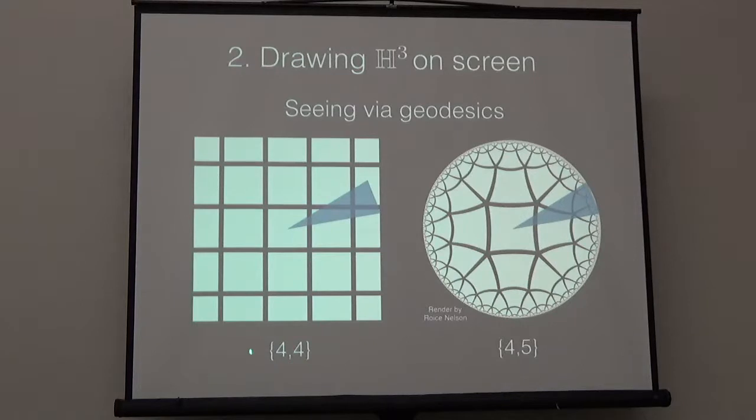This one here is the 4-4 tiling. What that means is the first number tells you I'm going to make a thing out of squares, and the second number tells you how many of those squares go around each vertex. So if you take squares and put 4 of them around each vertex, you get the ordinary square grid. If instead you start with squares and put 5 around each vertex, then you can't fit it inside of the Euclidean plane anymore. This is instead a tiling of two-dimensional hyperbolic space.